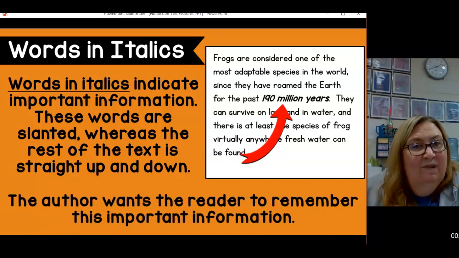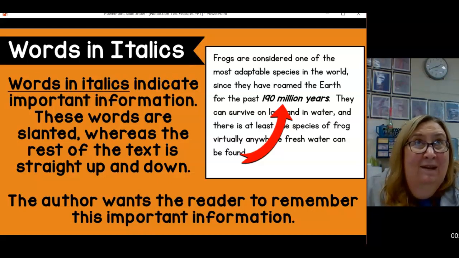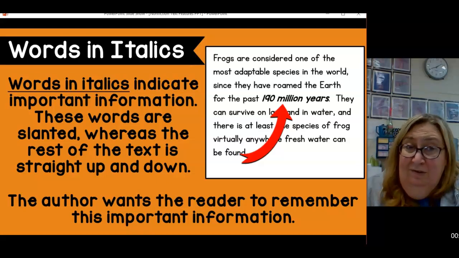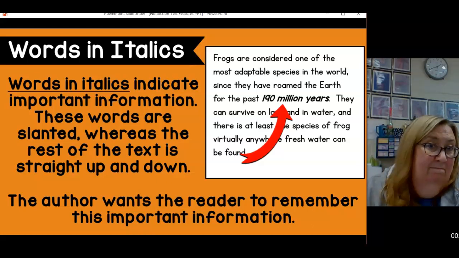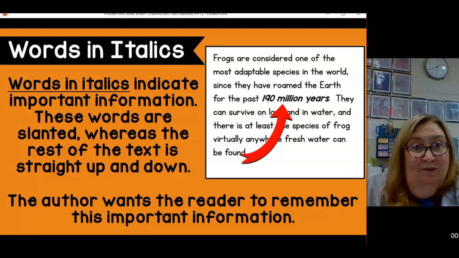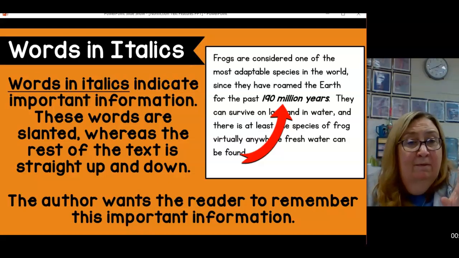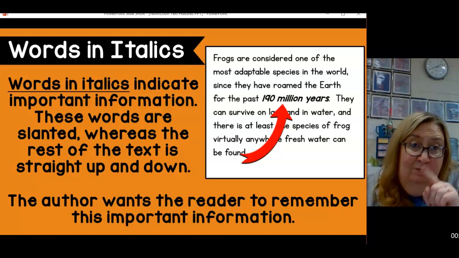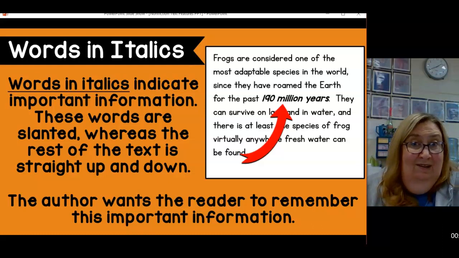The author will do this with words when he wants you to remember that important information. And I'll give you a hint. When you are being asked questions about certain things in the text that you've read, sometimes looking for those words that look different will lead you to the answer. So if I'm going to be asked a question about frogs and how long they've been on Earth, I'm going to search for these words in italics because that's going to help me see. They're going to pop off the page, and you're going to be able to see them, and it's going to let you read the information around, and you're going to find answers to questions that way. So pay attention to these words that are in italics.